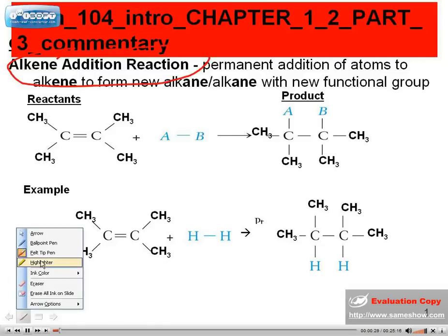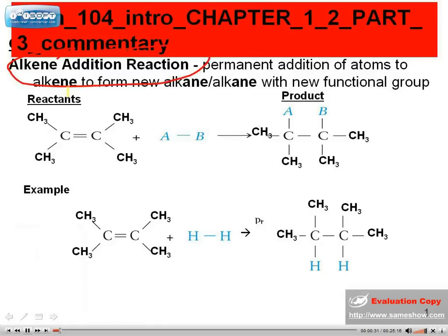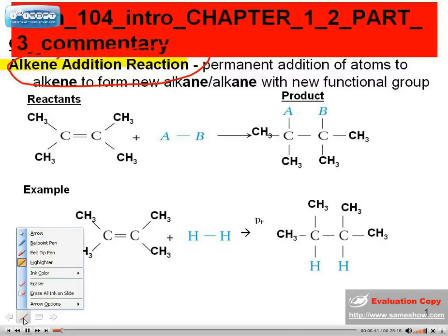Let me go ahead and use my yellow highlighter. The alkene addition reactions. Here we have a classic example of an alkene addition reaction. And these are reactions you're going to have to memorize and then apply on future quizzes, exams, tests.